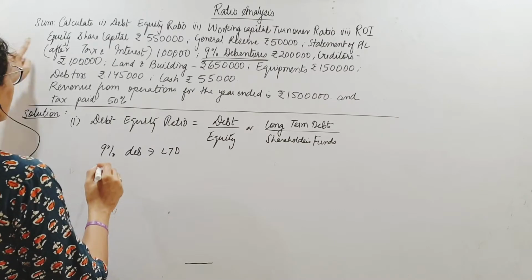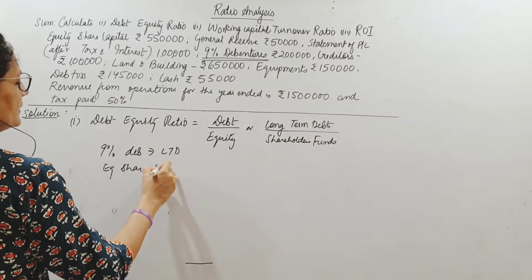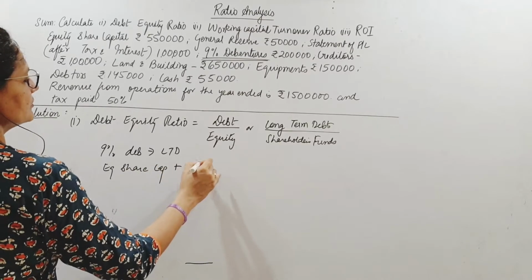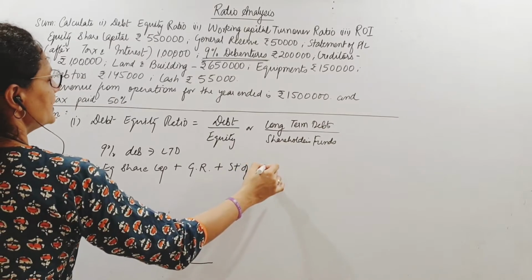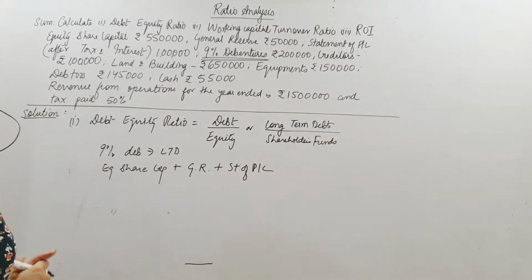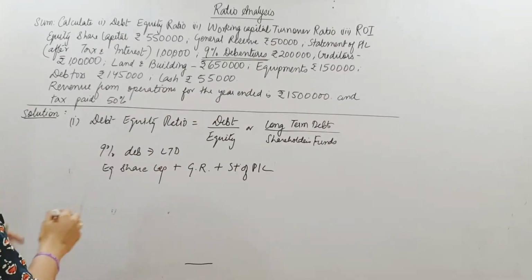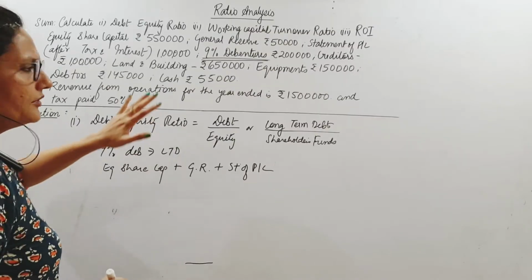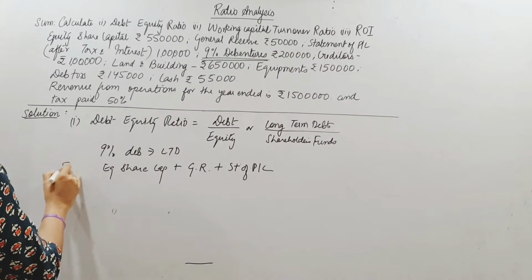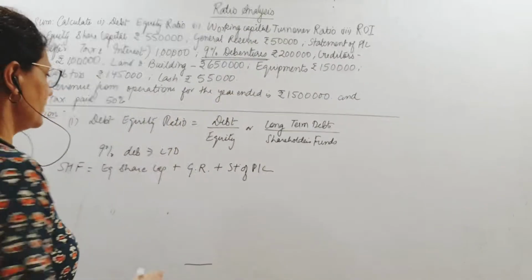What will go into shareholders funds? Okay, equity share capital plus general reserve plus statement of PL. Perfect. After tax and interest, that is what we want. Nothing else should be a part of my shareholders fund. There are no miscellaneous expenditure, no unwritten off expenses. So, this will be my shareholders funds. I have got both my numerator and denominator.